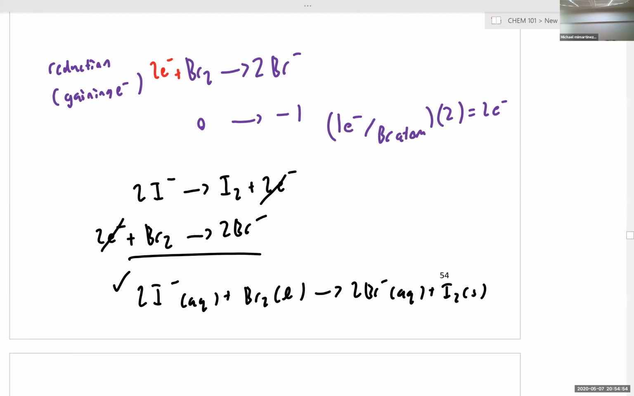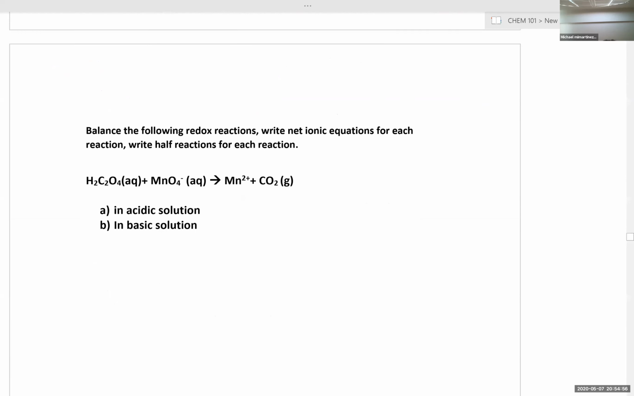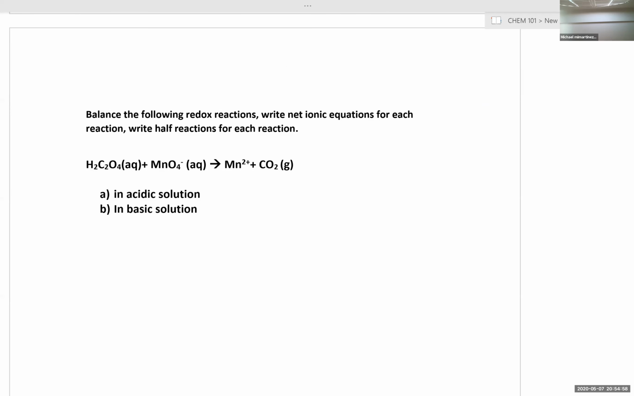Okay, so let's keep going then. Let's try to do a more complicated example. We're asked to balance the following redox reaction, and we're asked to balance it in acidic or basic solution. So first things first, let's write our equation out and let's assign oxidation numbers.